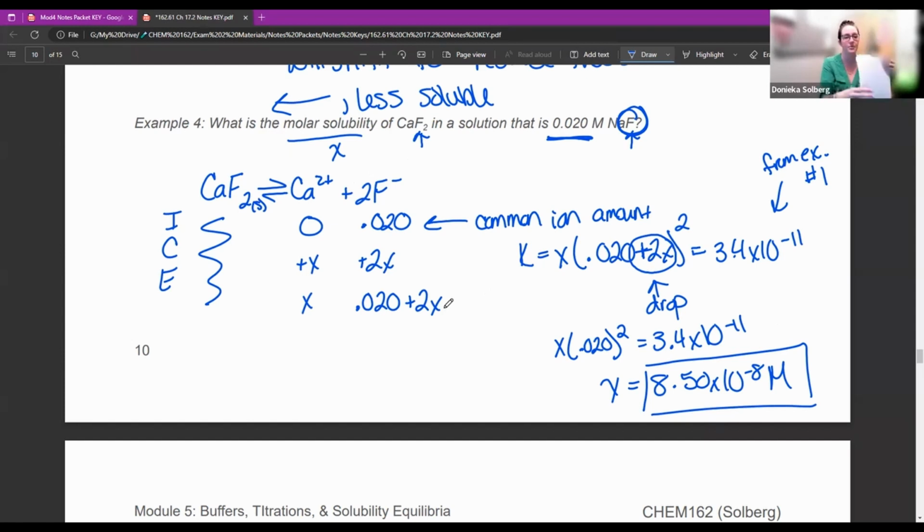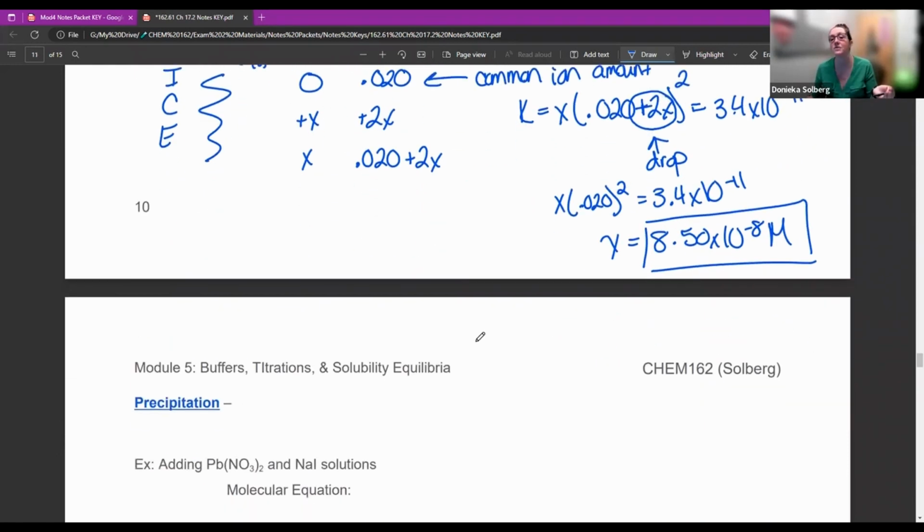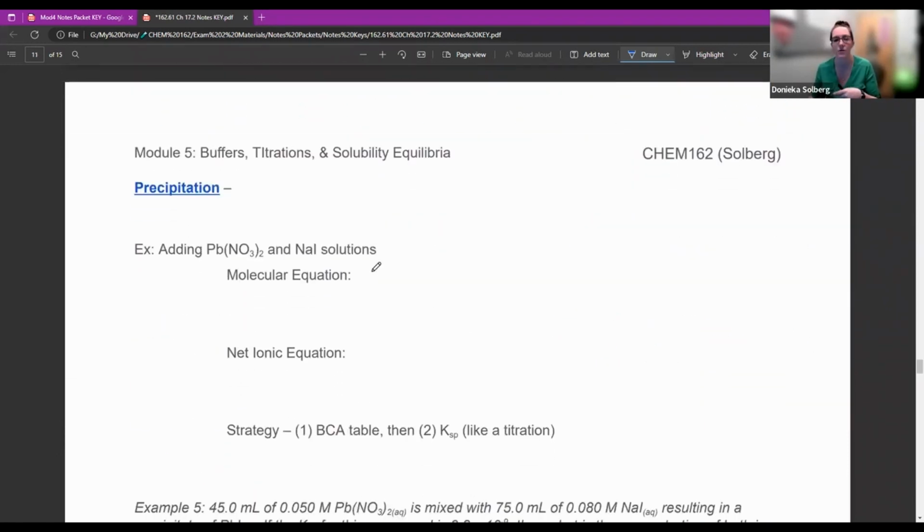About creating a precipitate. Okay? So this kind of goes in with common ion, I guess, but we can create precipitates because the whole point of this, right, is that some things are soluble, some are not. The degree of solubility affects how much is going to dissolve. Well, if it's not dissolved, what is it? It's a precipitate. It's settled at the bottom, right?